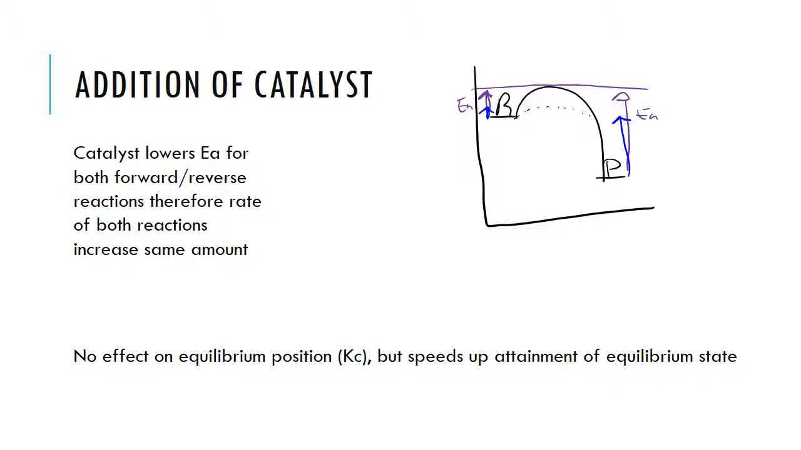There's no effect on the equilibrium position whatsoever. It just helps speed up the attainment of the equilibrium state. So a catalyst only helps rate. It doesn't change the equilibrium concentrations of the reaction. It's just how fast do you actually get there.